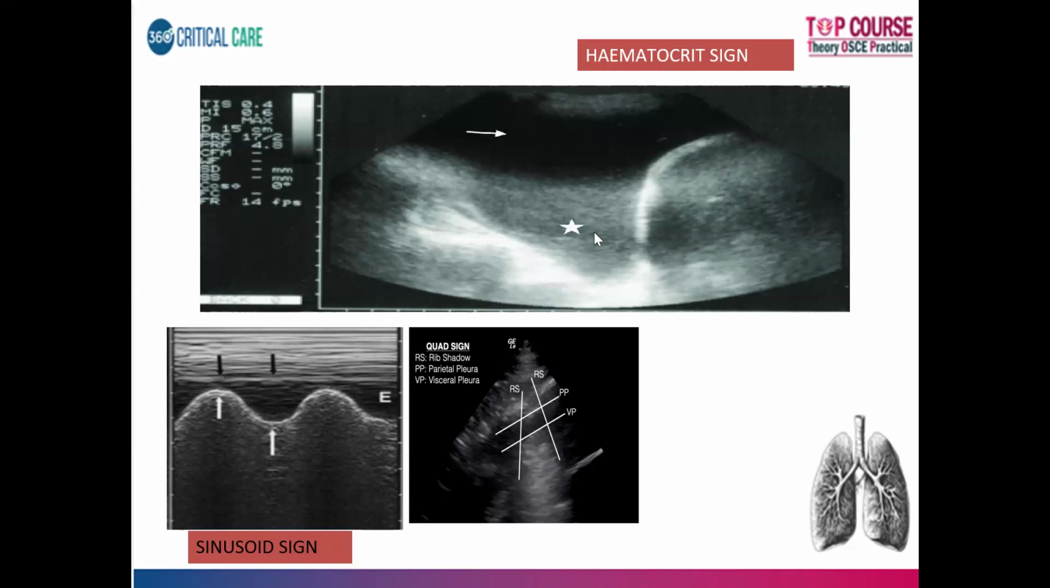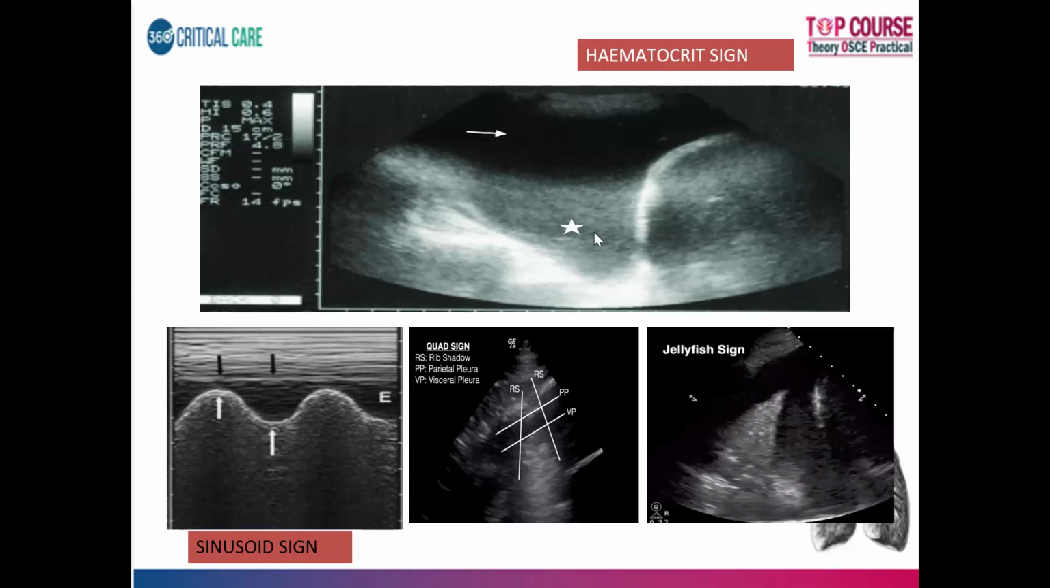Here RS refers to rib shadows, and the pleura is labeled as the parietal pleura and the visceral pleura. This is another sign which usually indicates the presence of pleural effusion. This is the jellyfish sign, wherein there is pleural effusion, collapse of the underlying lung, and sometimes even atelectasis. It can also have some brighter areas which you can see here that might even be consolidation.